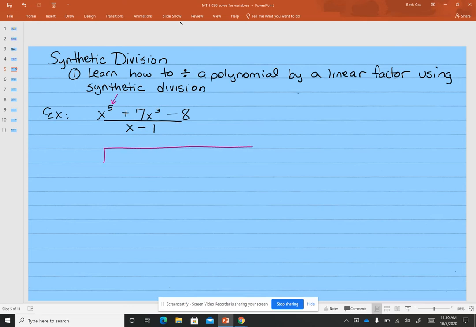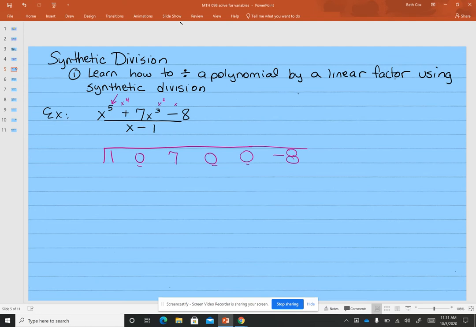So when I do synthetic division, I'm going to have a 1, a 0, a 7, another 0, another 0, and 8. Okay, so where did those zeros come in? Those are placeholders because I don't have an x to the 4th, I don't have an x to the 2nd, I don't have an x. So I have 3 zeros based on the powers of x that I do not have.